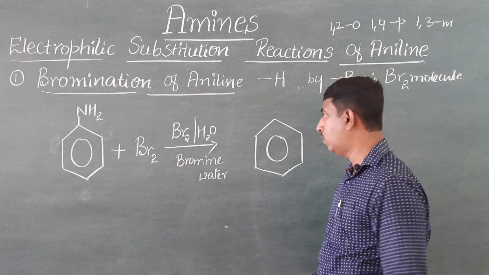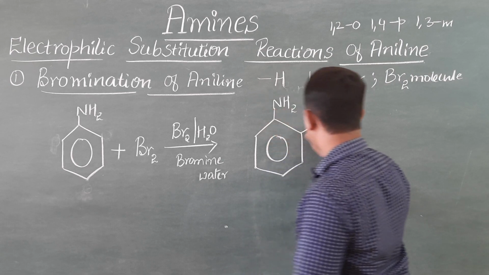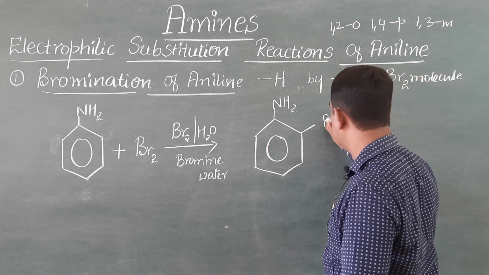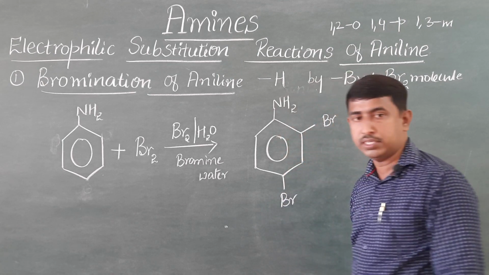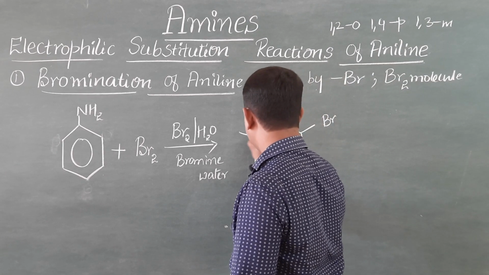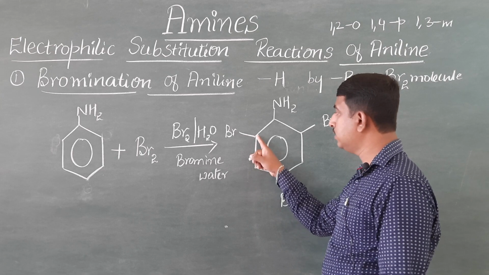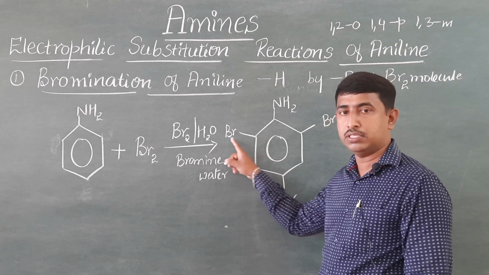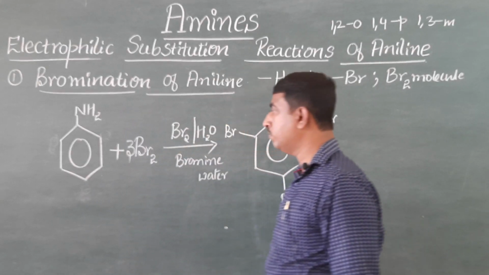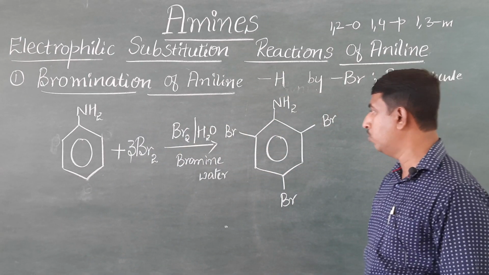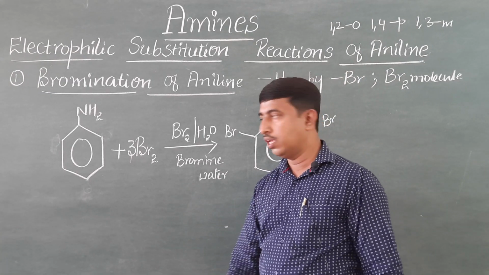Ortho, para, ortho positions, that is, ortho hydrogen gets replaced by bromine, para position gets replaced by bromine. Again here, this is also ortho, it is also electron rich. This ortho position is also replaced by bromine. So totally we need 3 molecules of bromine. The byproduct will be 3 molecules of HBr.